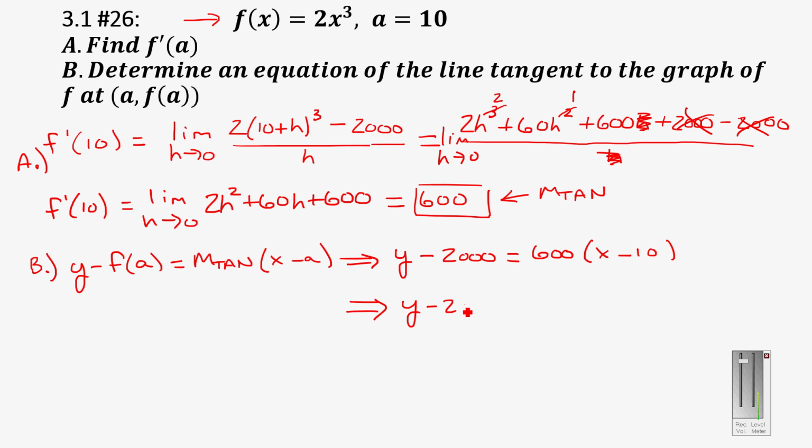y minus 2,000 equals 600x minus 6,000. Just distributing the 600 here, and 600 times 10 is negative 6,000. And a little bit further here, and I'm almost done. y equals, I'm going to add 2,000 here, and add 2,000 there, equals 600x minus 4,000.